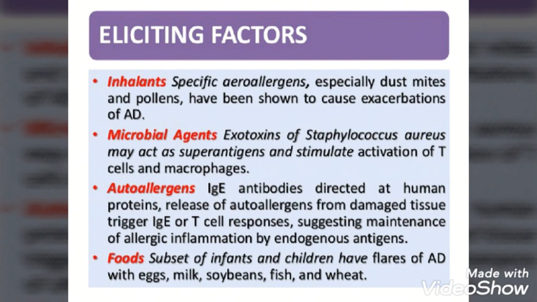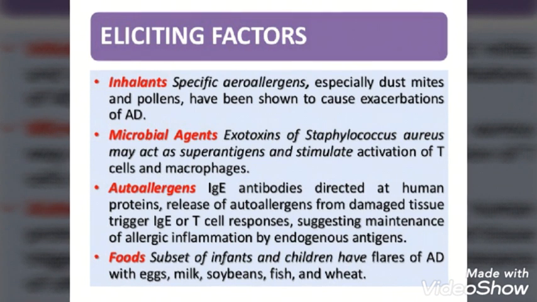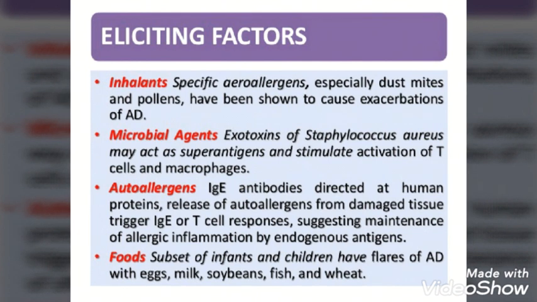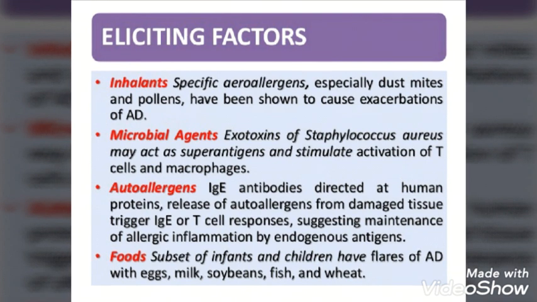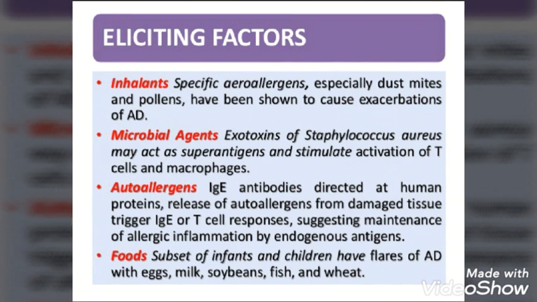Then autoallergens. Autoallergens means those which get activated by your body responses, that is due to IgE antibodies directed at human proteins. Release of autoallergen from damaged tissues triggers IgE or T cell responses, suggesting maintenance of allergic inflammation by endogenous antigens. Then foods, what we are taking every day. A subset of infants and children have flares of atopic dermatitis with eggs, milk, soybeans, fish and meat. These are the common food products which are found to be more allergic in children.